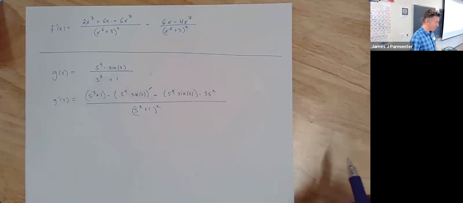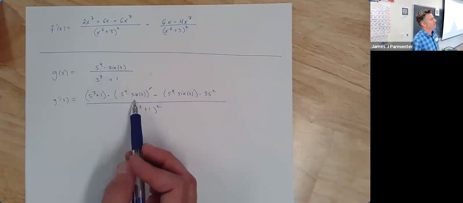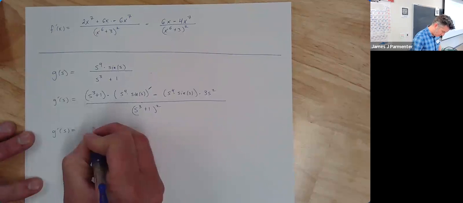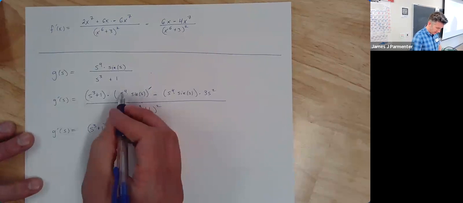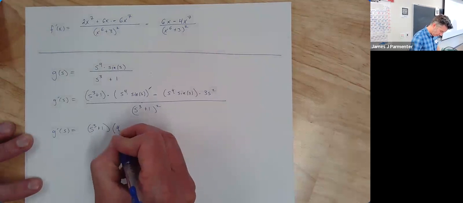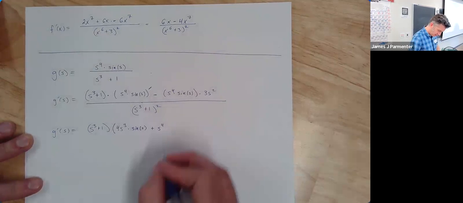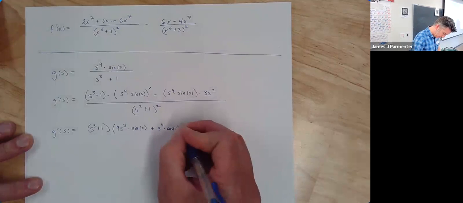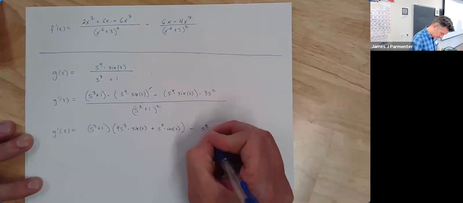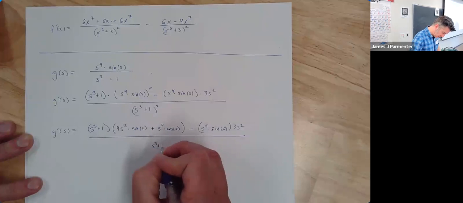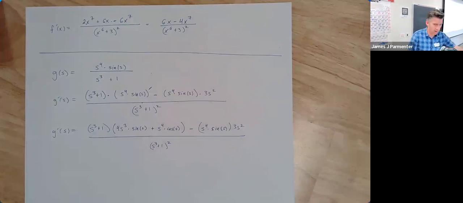Okay, so now to take the derivative of the part here, the s to the fourth times sine of s, what rule do we have to use? Right. If you're saying something times something else, it's a really good indicator that we have to use the product rule. So g prime of s is going to equal s cubed plus 1 times, so here I have to use the product rule. So it's the derivative of the first piece, 4s cubed, times the second piece left alone, plus the first piece, s to the fourth, times the derivative of the second piece, which is cosine of s. And then minus all of this, s to the fourth times sine of s, all times 3s squared, all divided by s cubed plus 1 squared. A little messy. That's all right.